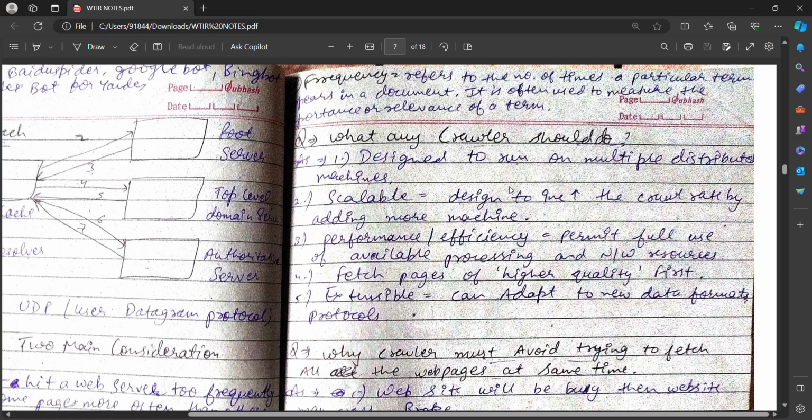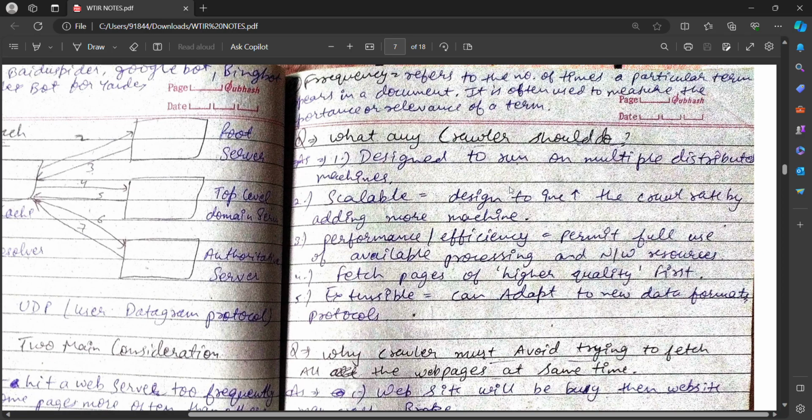This is the main important part: when the crawler is crawling a particular web page, it should completely utilize the processing and network resources. It should permit use of all the available processing and network resources completely, so that it can give good performance, or good efficiency, we can say. So this is another point.